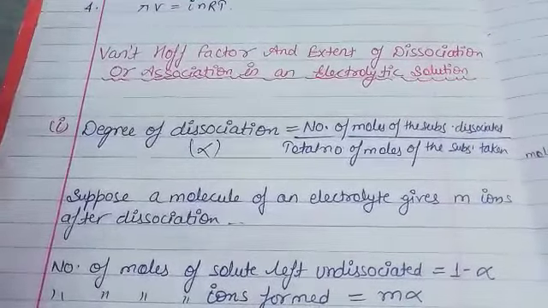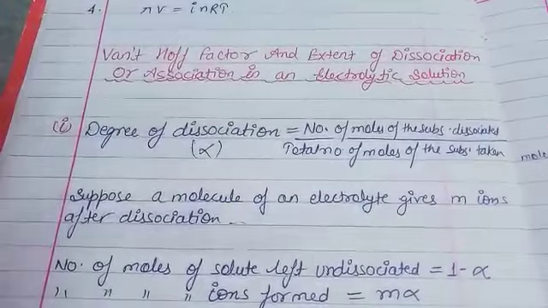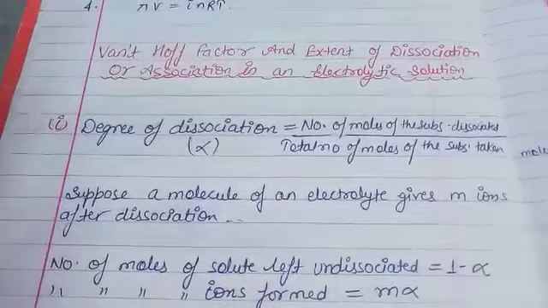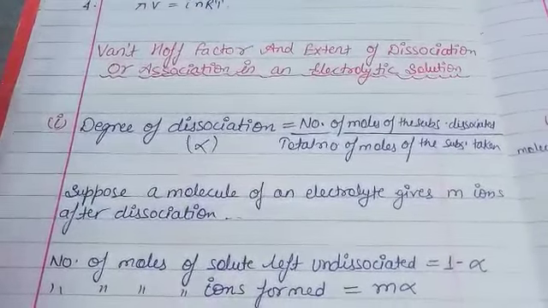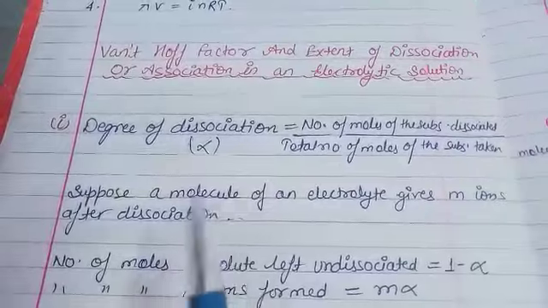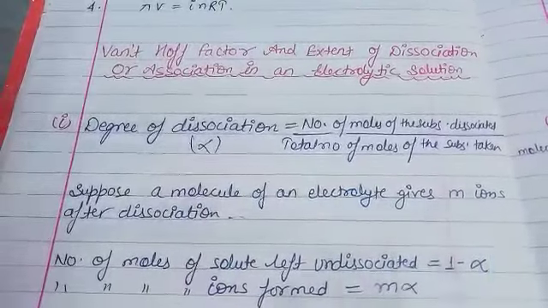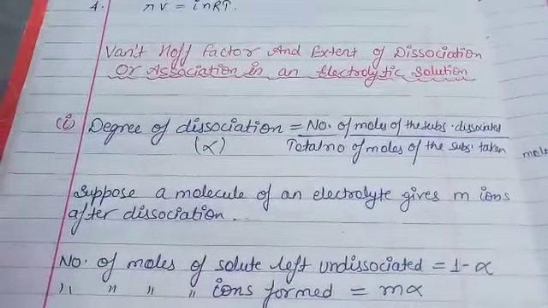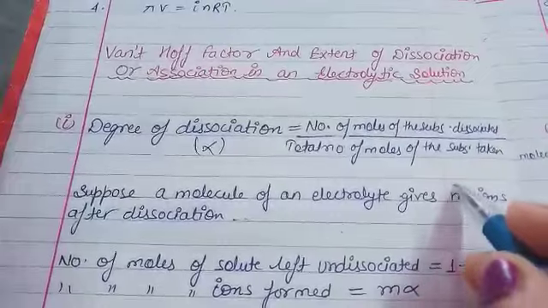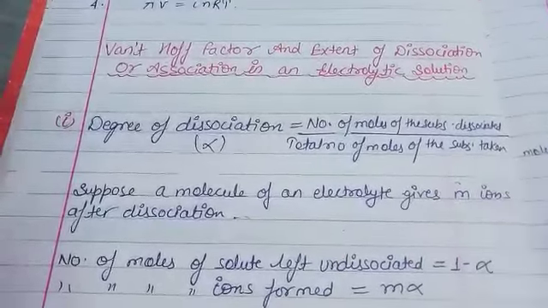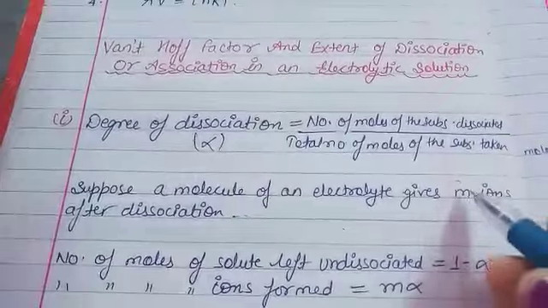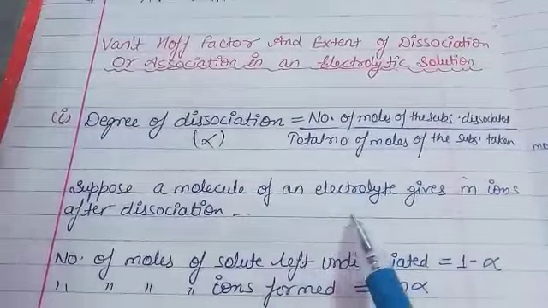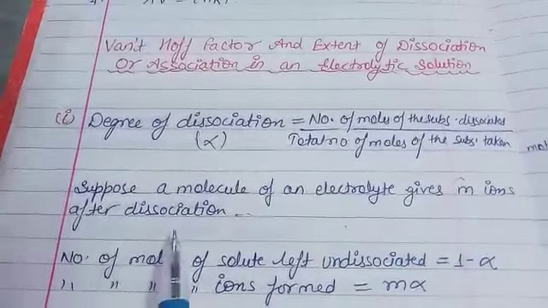Now in this, our concern is with the formula, no derivation. Although the explanation is given, it is not required. I'll explain for dissociation, but you only have to learn the formula. Now suppose a molecule of an electrolyte gives m ions after dissociation. You can take this as n, x, y, it's totally your wish. I am taking it as m. You can take it as small n also.